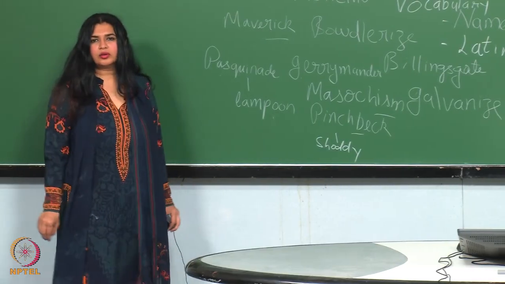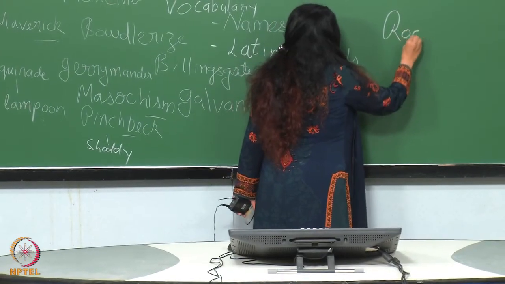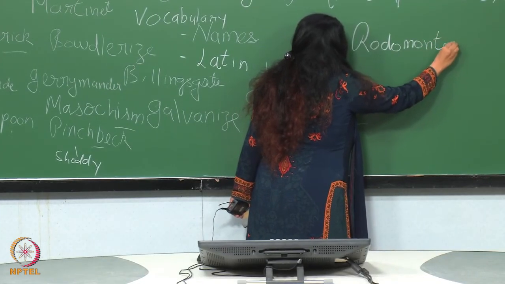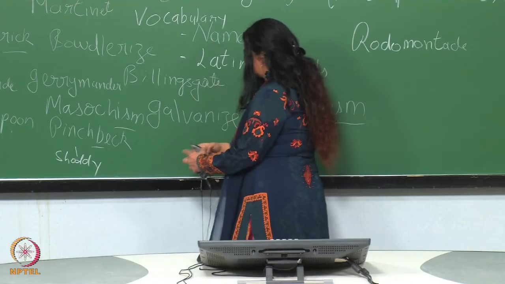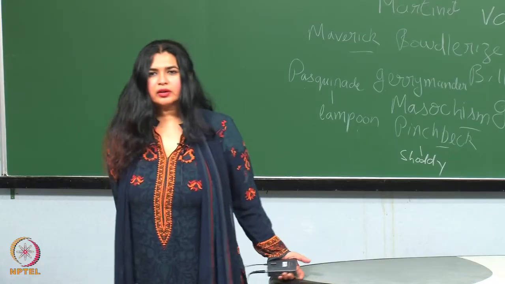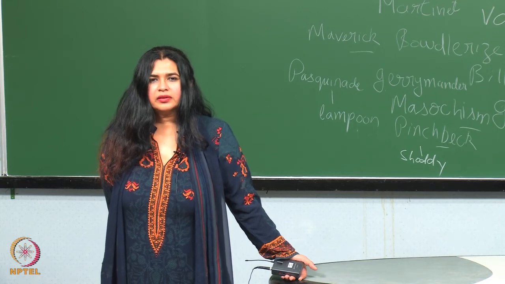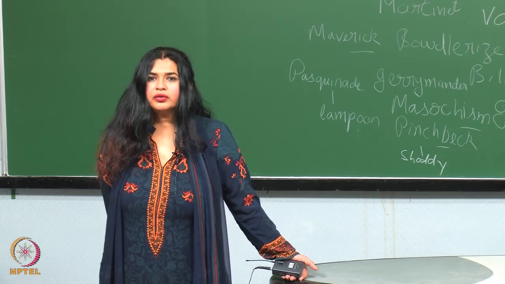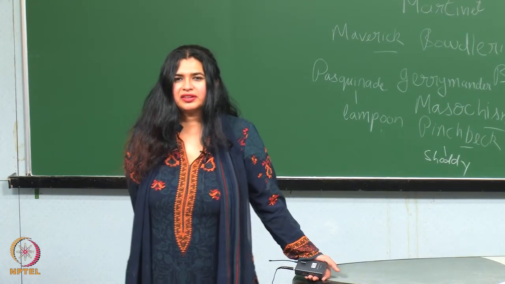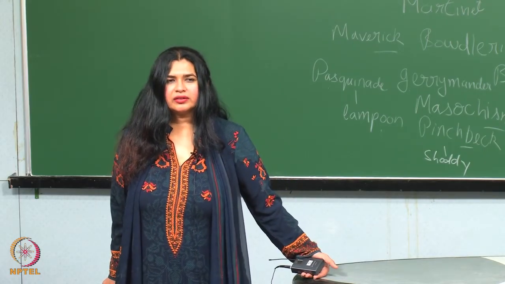Next word is rhodomontade. Rhodomont was a king and a major character in several epic poems. It means boasting, blustering, bragging. The king used to boast a lot about his achievements, his victories. So, rhodomontade is someone who boasts, blusters and brags a lot.